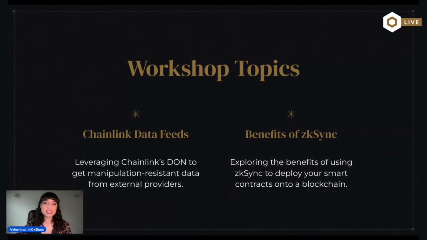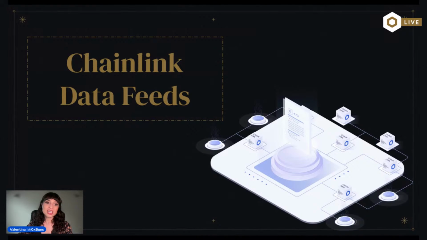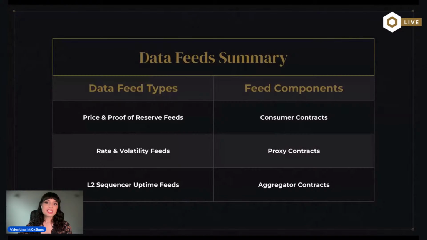The benefits of zkSync, we're also going to be exploring those, and we're going to end off everything by deploying a smart contract onto the zkSync blockchain. So let's start off with covering what Chainlink's data feeds are and how you can leverage them to build a secure, decentralized finance application for your community. There are many different types of data feeds that you can choose from. There are price and proof of reserve feeds, the rate and volatility feeds. We have L2 sequencer uptime feeds as well.